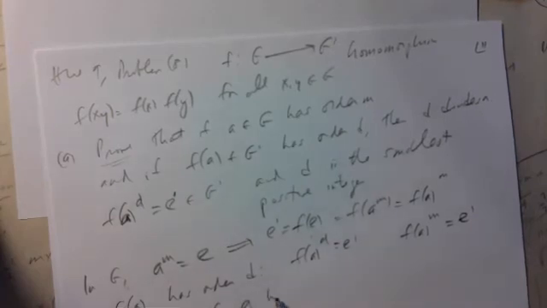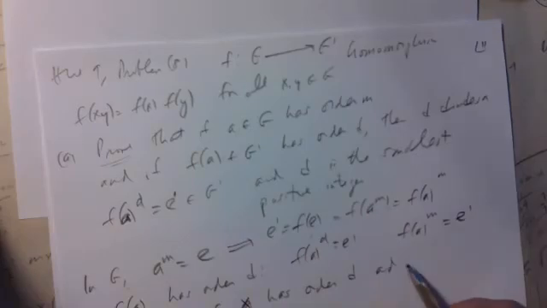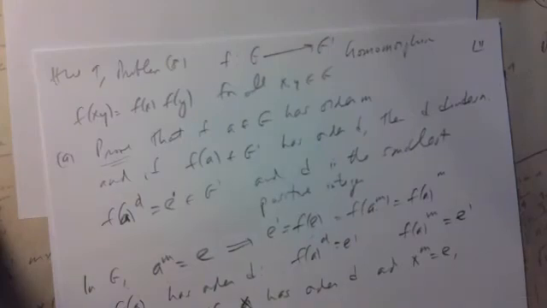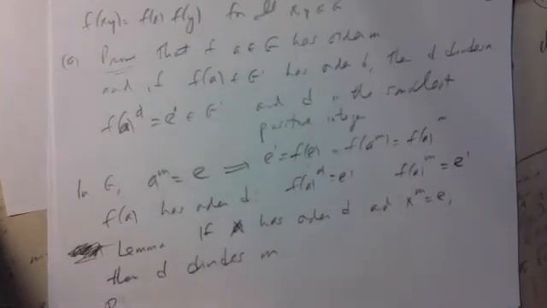If an element x has order d, and x to the m is the identity, then d divides m. And the proof goes as follows.